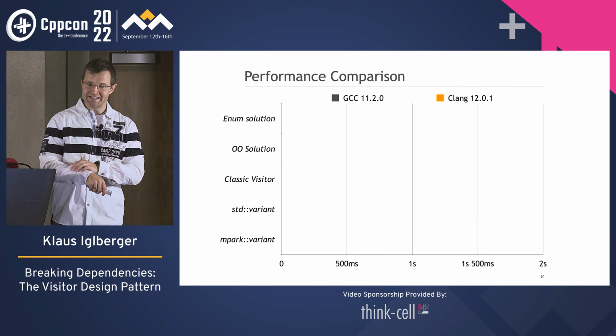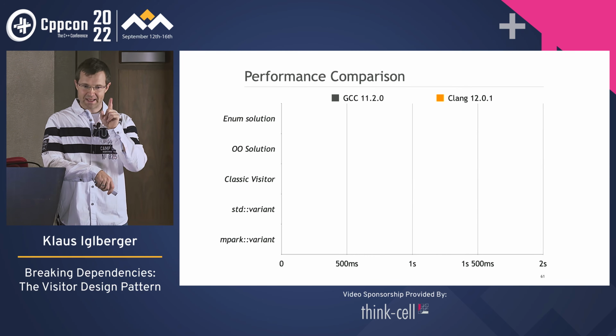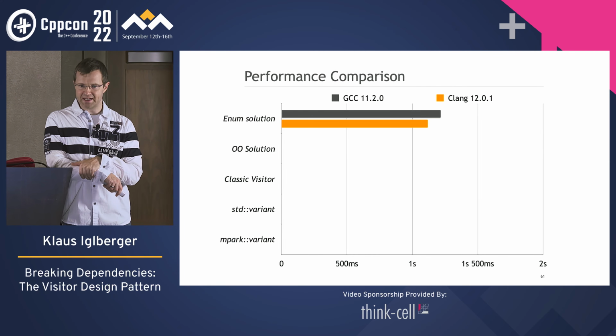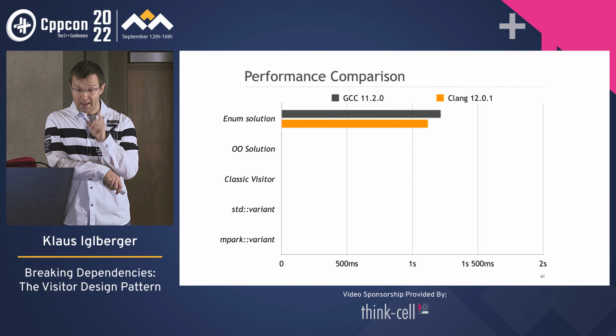I benchmark everything that we've seen so far. And so I start with this enums solution. Yeah, I know, it still hurts to think about it, but the performance is not bad. So this is the performance that I get on my machine. And please do not make this a race between GCC or Clang, it's just a comparison.